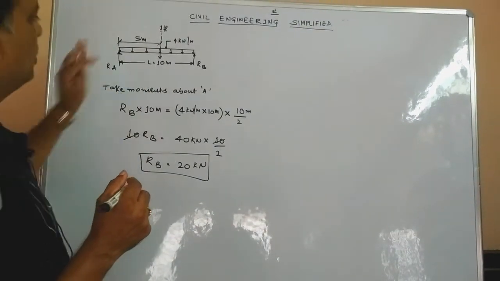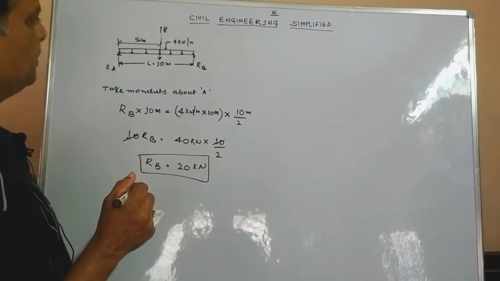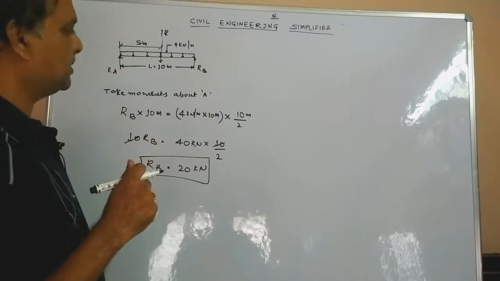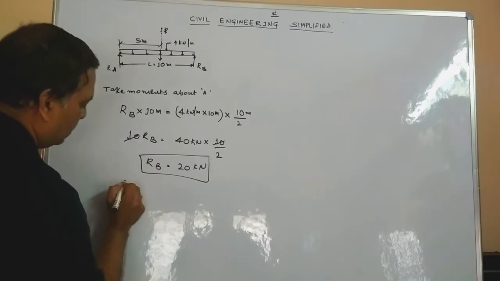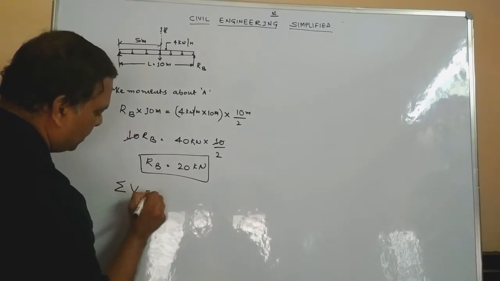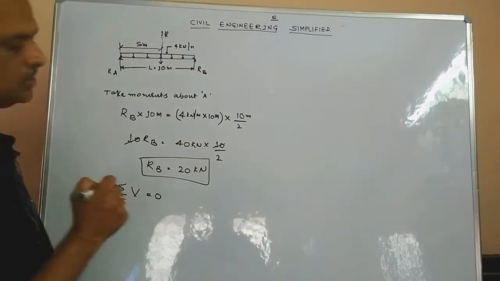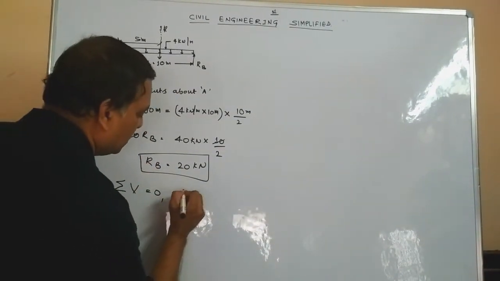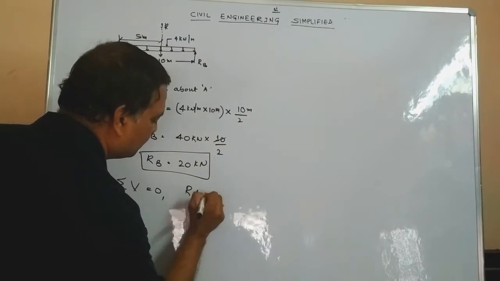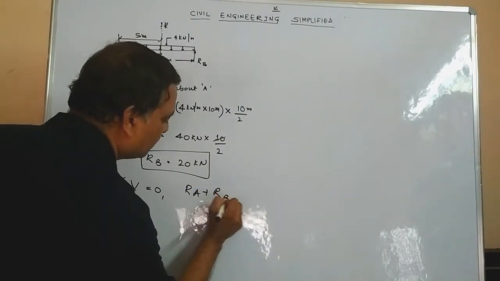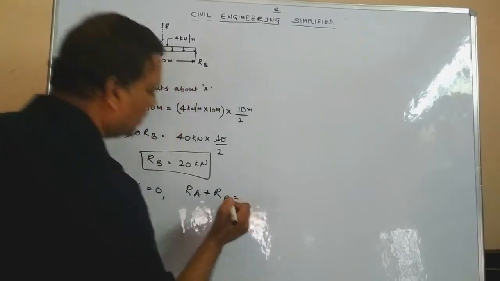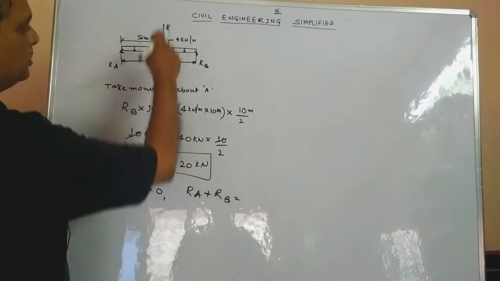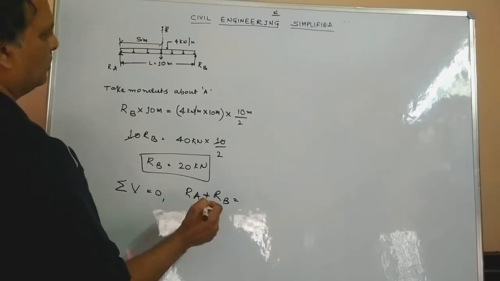Now how to find RA? It is quite simple. From the principle of equilibrium, the summation of all the vertical forces should be equal to 0. This is one of the requisites of the equilibrium equation. Hence, RA plus RB, these two are acting upwards. This summation of RA plus RB should be equal to the total downward acting load.